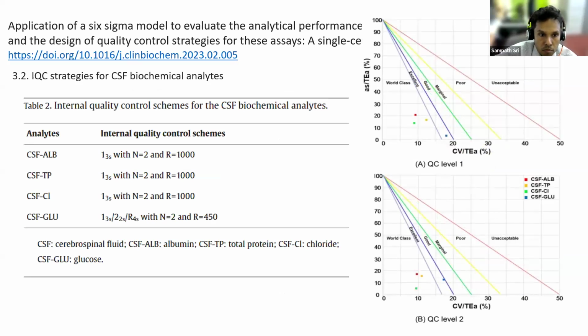So what is the impact of this sigma value? As albumin, total protein, and chloride have high sigmas, they are using only one QC rule and 2 controls, and they are doing QCs 1 in thousands. But for glucose, they have used all 3 rules with 2 controls, and they are running QCs at each 440 samples.